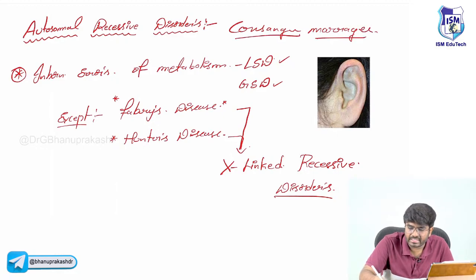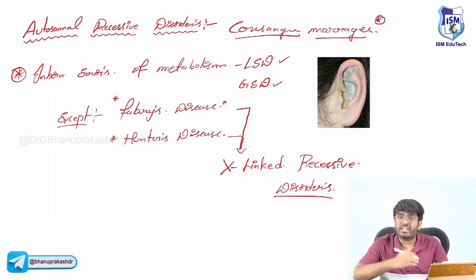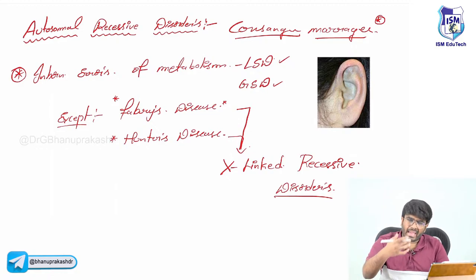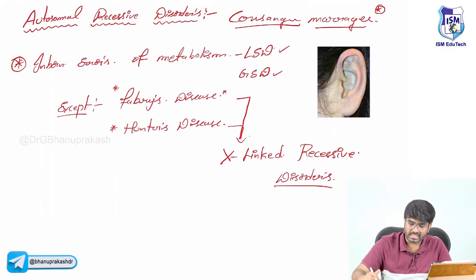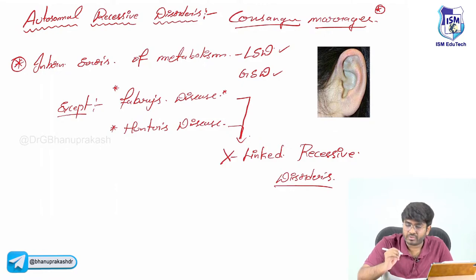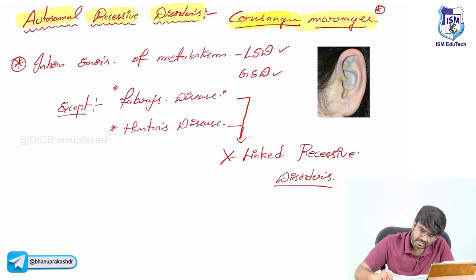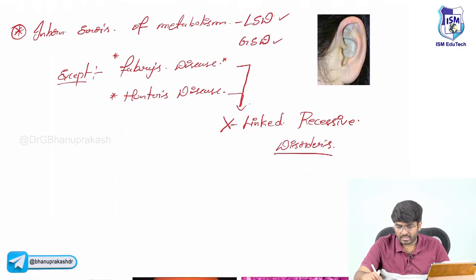Consanguinity, consanguineous marriages, blood relation. If you marry a person who is very closely related to you, and you have a baby, that baby is more likely to get one of the autosomal recessive disorders. That's one thing you should never forget. So consanguineous marriages can lead to autosomal recessive disorders. Next, let's discuss some important points.